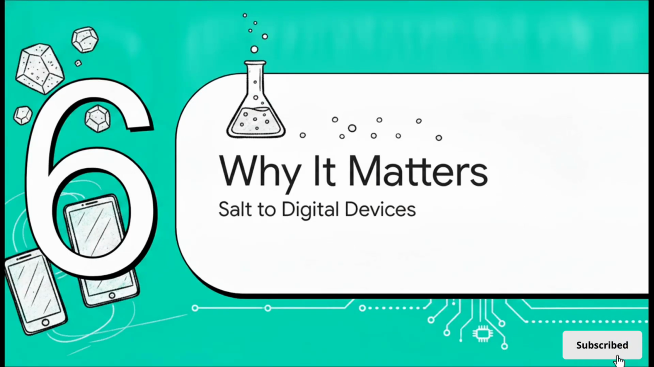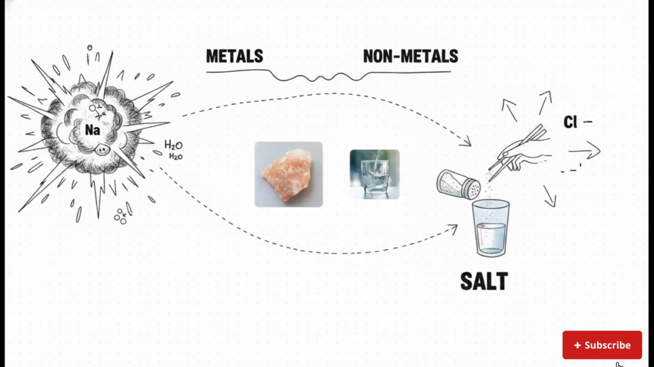And finally, part 6, why this classification matters, from table salt to digital devices. All this talk of atomic tug-of-wars is great, but how does this geography actually impact our lives? Let's look at the extremes. On the far left, we have highly reactive alkali metals, like sodium, which react vigorously with water. On the far right, we have the electron-hungry halogens. When these extreme opposites interact, the ultimate donor and the ultimate acceptor, they combine to create everyday salts. Yeah, literally the salt you sprinkle on your dinner.